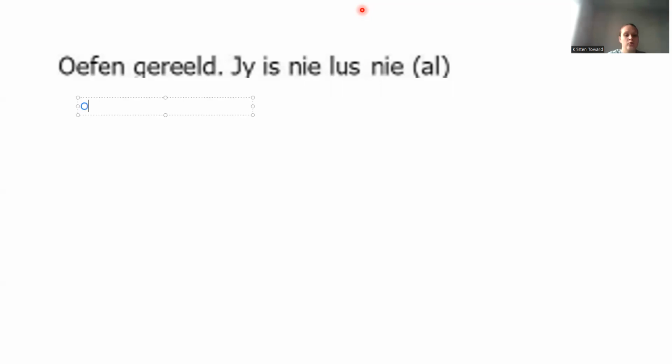So we go oefen gereeld. So we write out our first sentence, we add our conjunction. Jy is nie lus nie. So our verb 1 is is, so al is. Jy nie lus nie. So oefen gereeld al, not as. Oefen gereeld al is jy nie lus nie. Perfect.